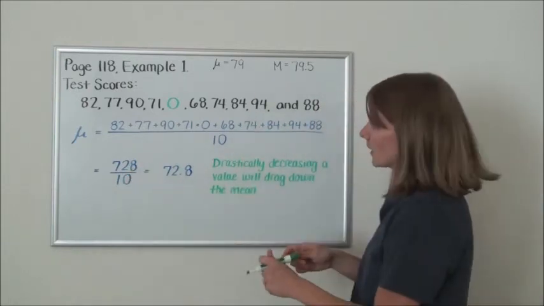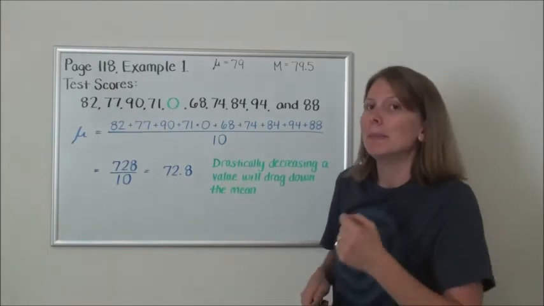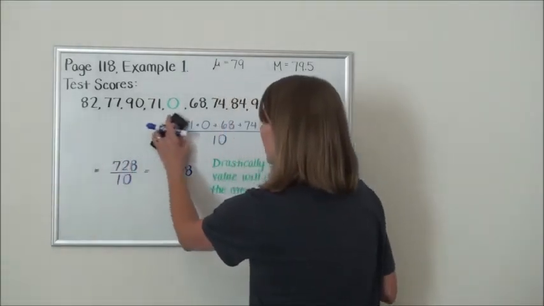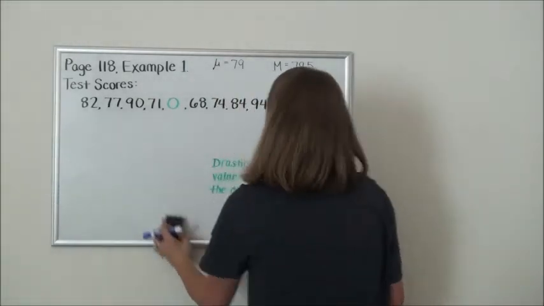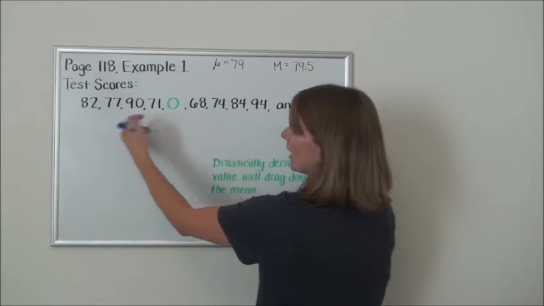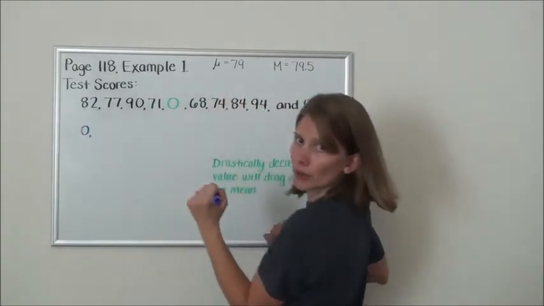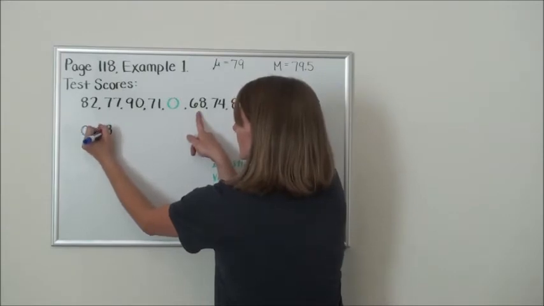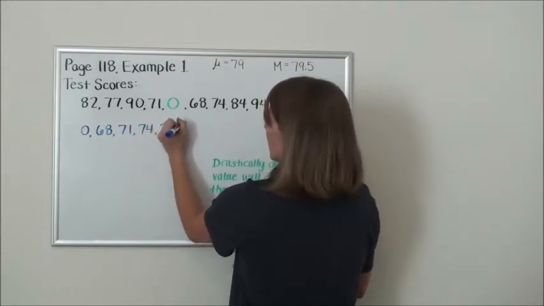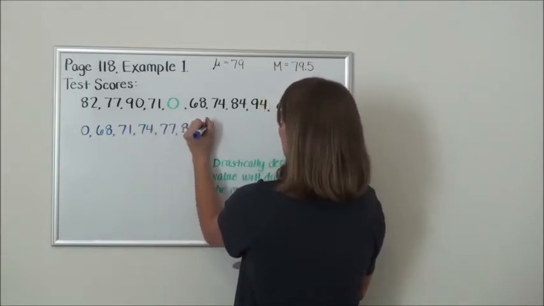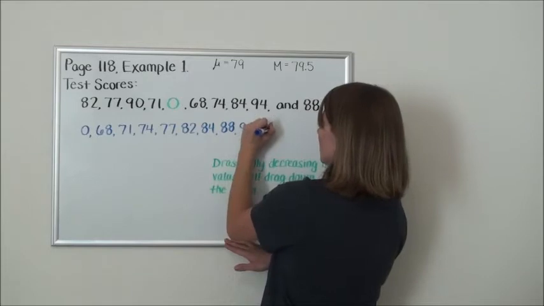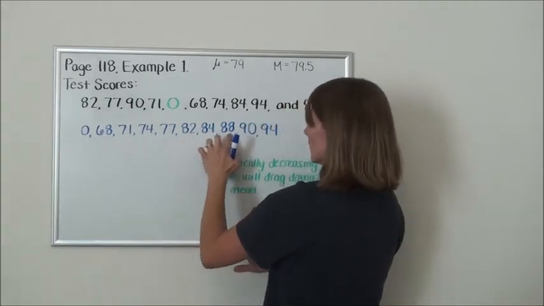It makes it smaller. So now let's see what happens when we talk about the median and how it changes with this obscurely low value that we've added in. So let's see what happens. We know again with the median what we have to do is put it in ascending order. So now the smallest value isn't a 62, but it's a 0. Next comes that 68, and then the 71, 74, 77, 82, 84, 88, 90, and 94. Did I get them? 1, 2, 3, 4, 5, 6. Good, I got them all.